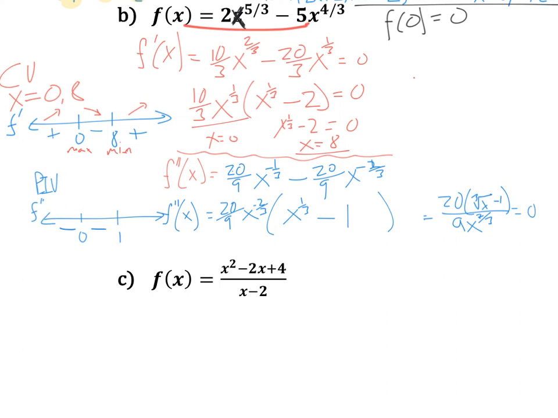Plug in something larger than 1. Because we're talking cube root, let's use 8. The cube root of 8 is going to be 2, so the top is positive, and the bottom is positive, so the whole thing is positive. So we notice that there's no inflection point at 0 because the sign doesn't change. We already know that's a maximum, not an inflection point. And we have an inflection point at x equals 1. That's our only inflection point because the concavity changes.